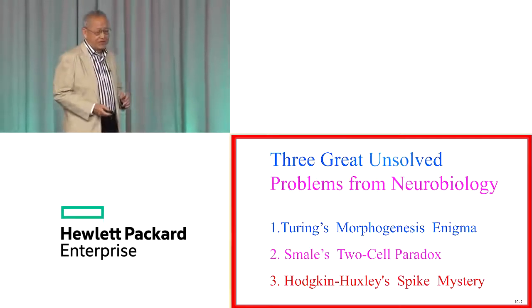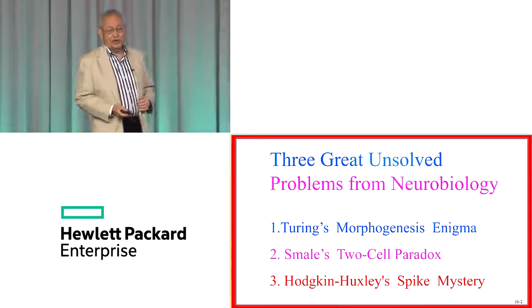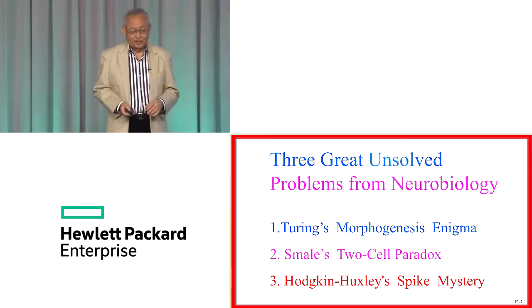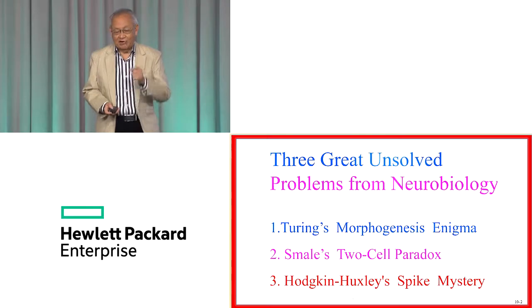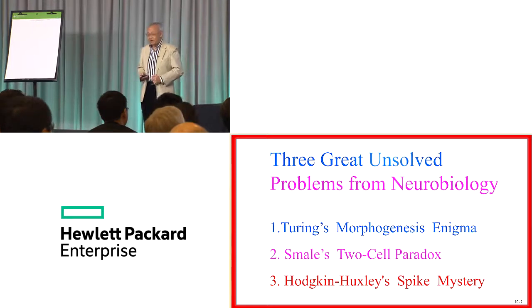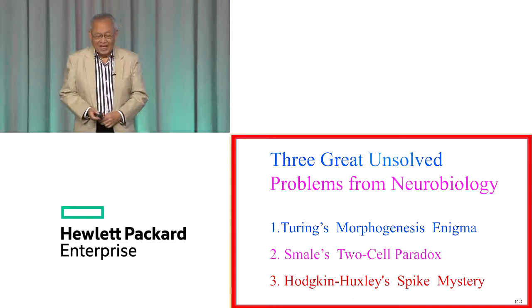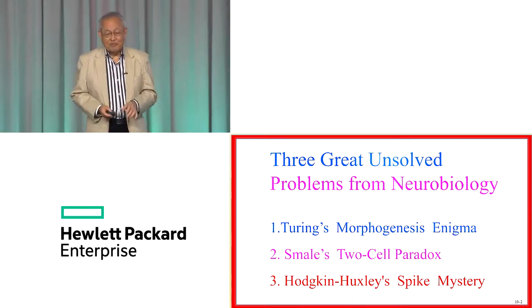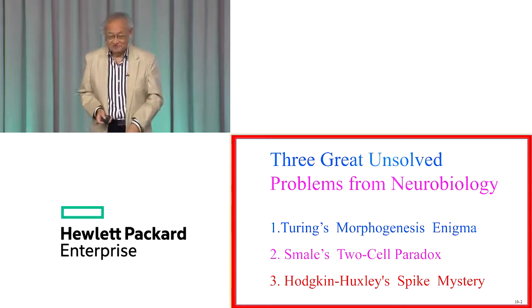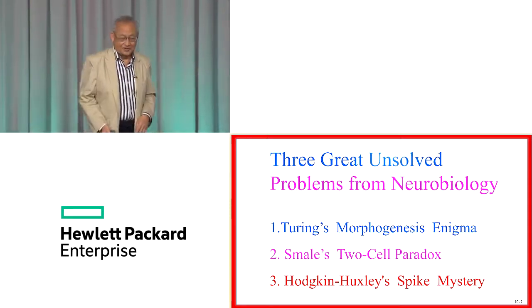But let me start by telling you there are 3 great unsolved problems in neurobiology. And you know all these people: Turing's morphogenesis, I call it an enigma, because it's an unsolved problem. All of these are more than 60 years old. Smear's 2-cell paradox, and Huxley spike mystery. All of them are classic problems that are unsolved, and I'll tell you the solution is the edge of chaos. So I hope that this will be a good start to motivate.